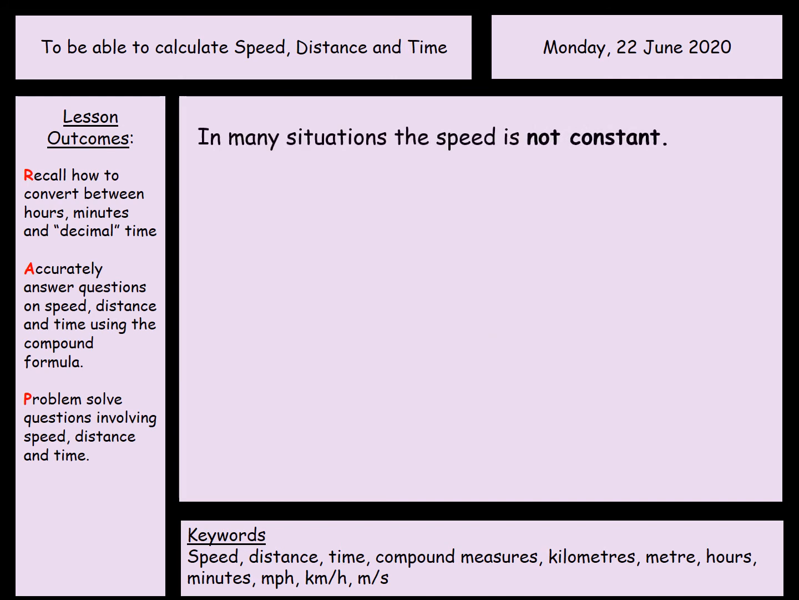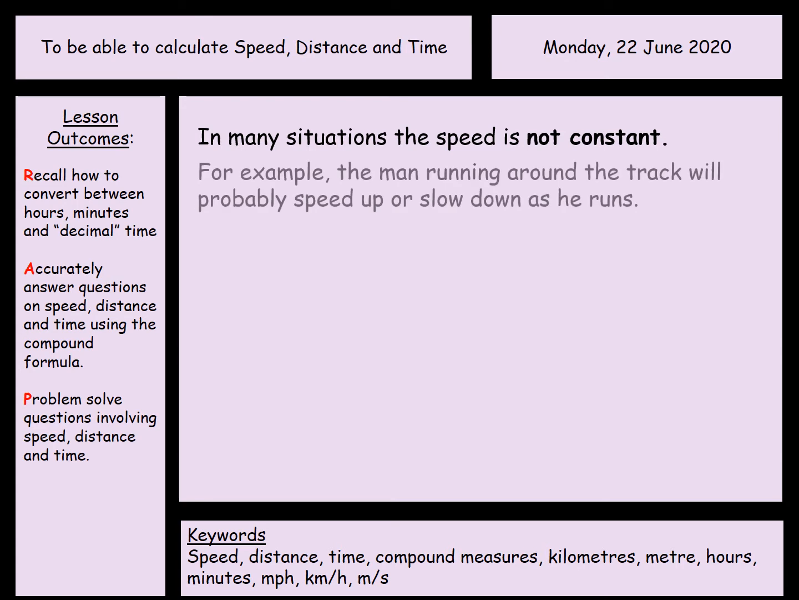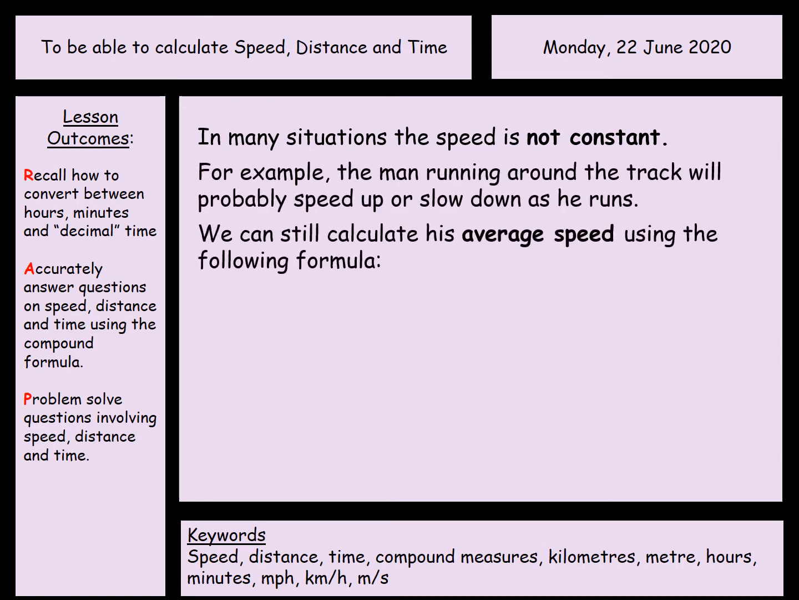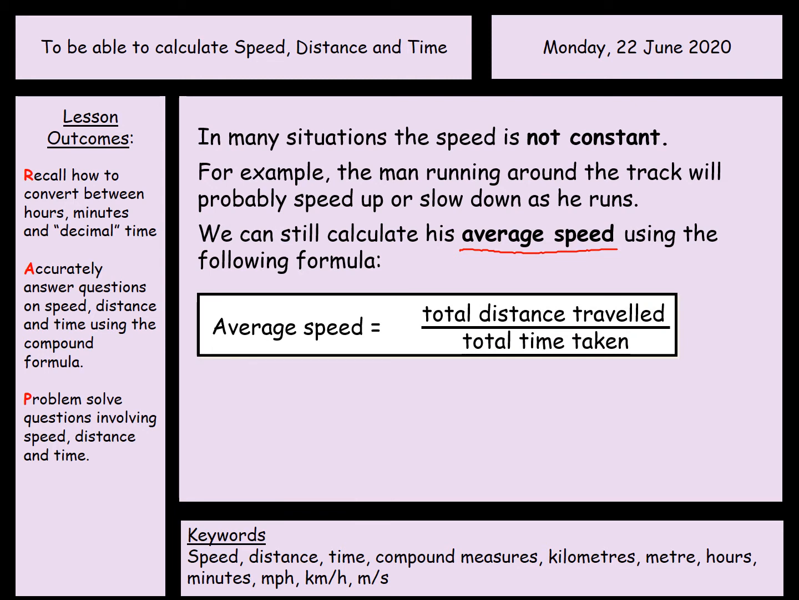Okay, now lots of the time when we're seeing these questions, the speed isn't constant across the entire question. So what we're going to do is calculate our average speed. And average speed is simply the total distance travelled and the total time taken. And for lots of you, you'll be using the speed, distance, time triangle. You'll have seen this in maths, you'll have seen it in science. We're going to use this all the way through.